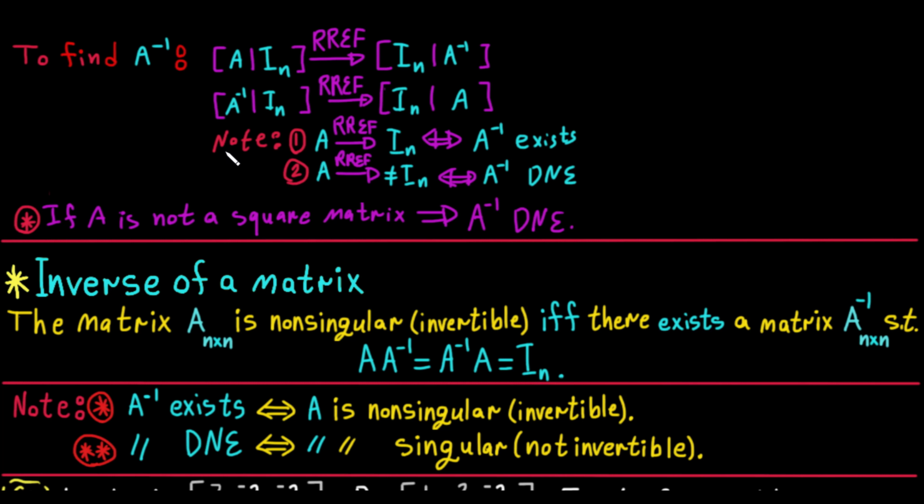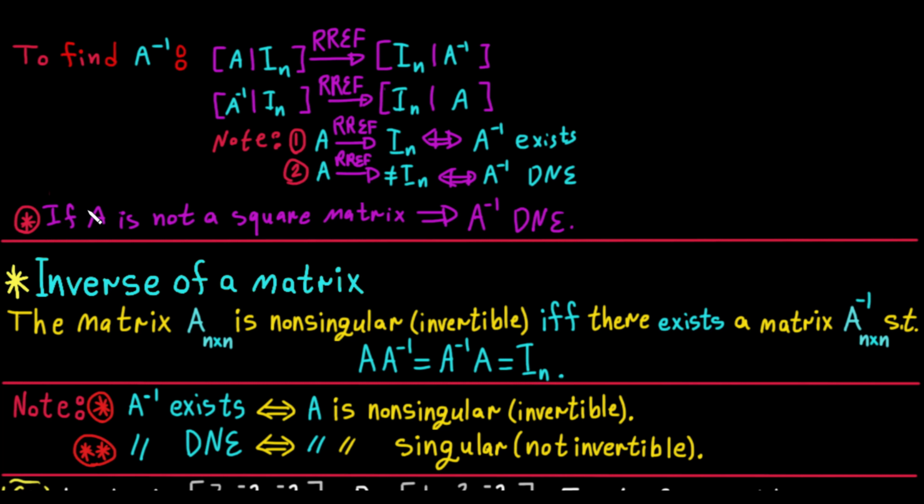Here I put a note to illustrate what I mean. If you can transform A to identity, then A inverse exists. And the same thing, because I put an if and only if condition: if they tell you A inverse exists, then you have to know that you can transform A to the identity matrix by reduced row echelon form. And if A inverse does not exist, then you cannot transform A to the identity matrix.